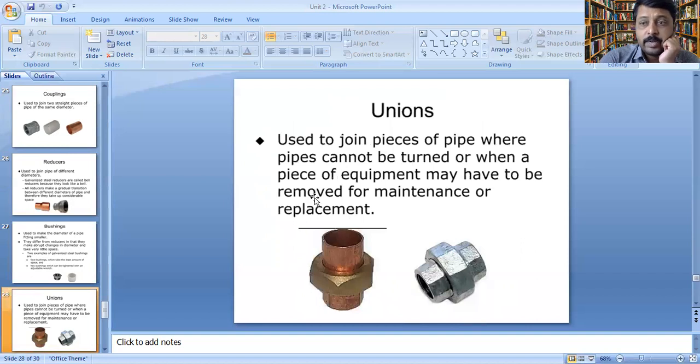And there is a union joint, or union fittings, or unions as we can call them. These are used to join pieces of pipe where pipes cannot be turned, or when a piece of equipment may have to be removed for maintenance or replacement. So in the case where the pipes we are handling cannot be turned, or when we have to do some maintenance or replacement activity, in that case we have to use the unions or union joints.